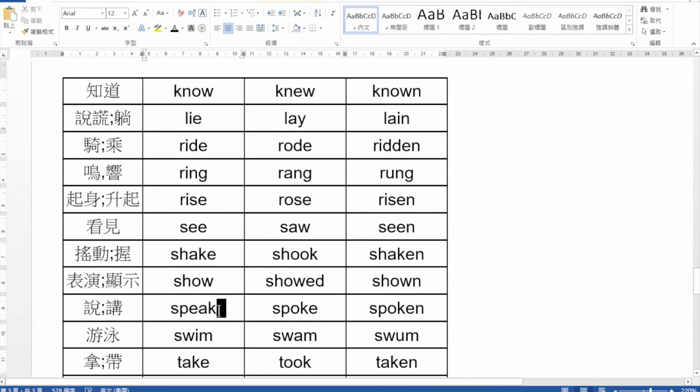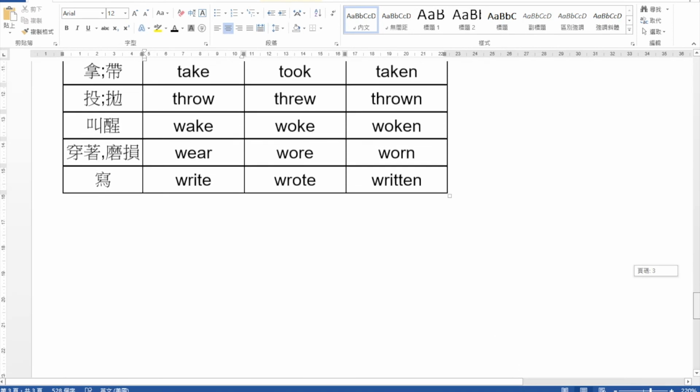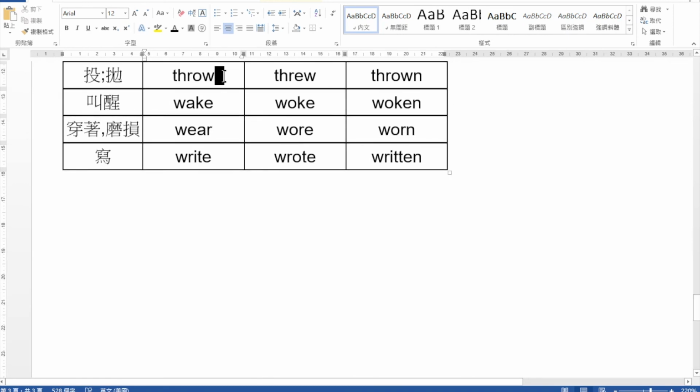Speak, spoke, spoken. Swim, swam, swum. Take, took, taken. Throw, threw, thrown. Wake, woke, woken. Wear, wore, worn. Write, wrote, written.